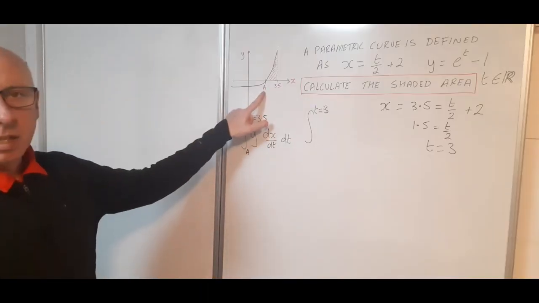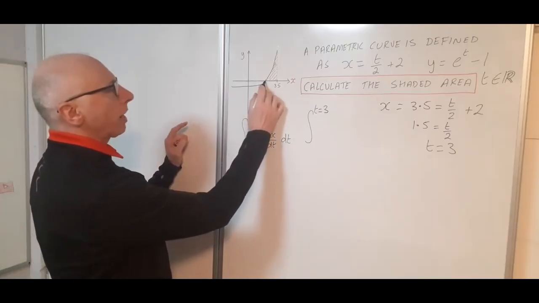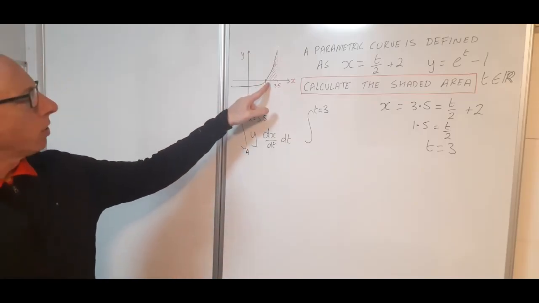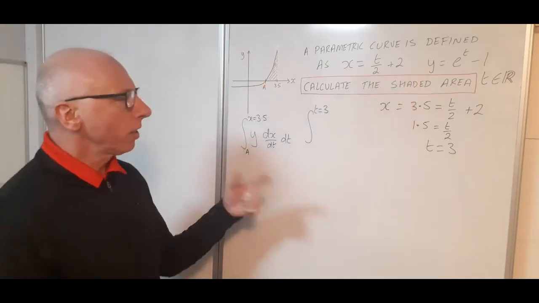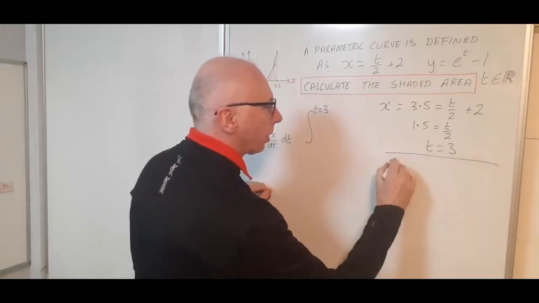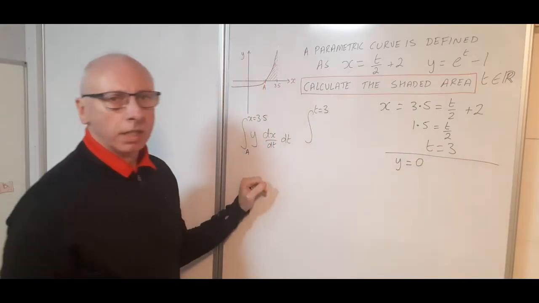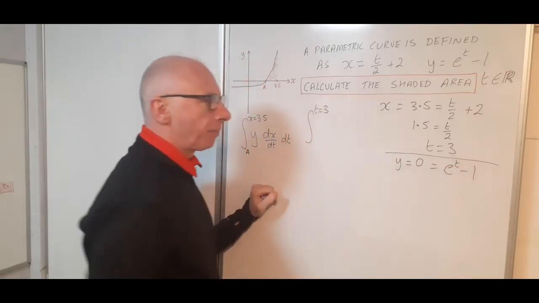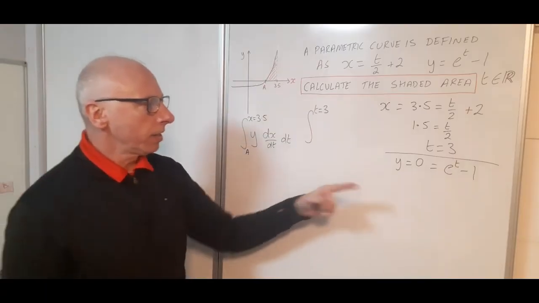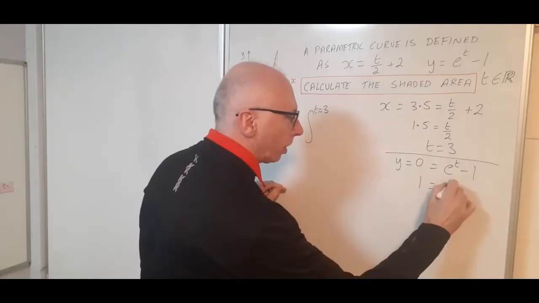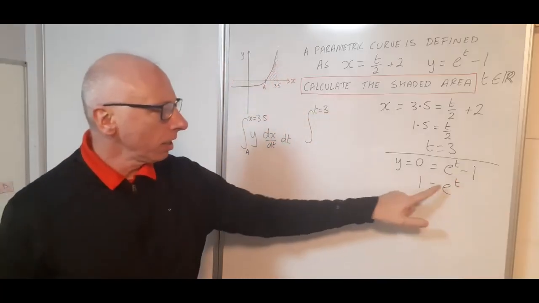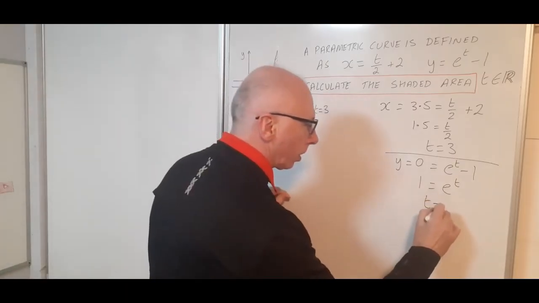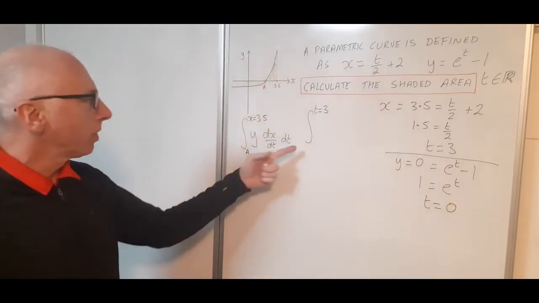Now this point A. We don't know much about this except that it crosses the x-axis at this point. Now where a curve crosses the x-axis, that's where y equals 0. So this is our y. So now let's deal with that. So y equals 0, and 0 is e to the t minus 1. So let's solve for that. Add 1 to both sides, so e to the t equals 1. So in that case, for e to the t to be 1, anything to the power of 0 is always 1. So t equals 0. So that's our lower bound taken care of.